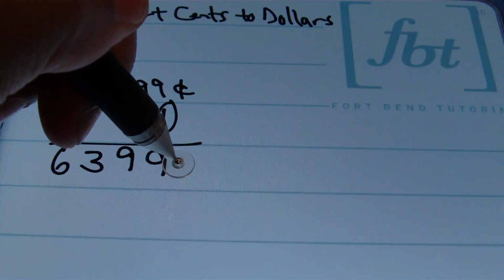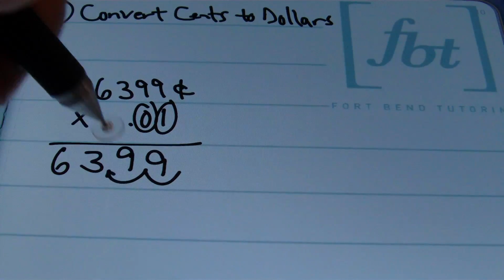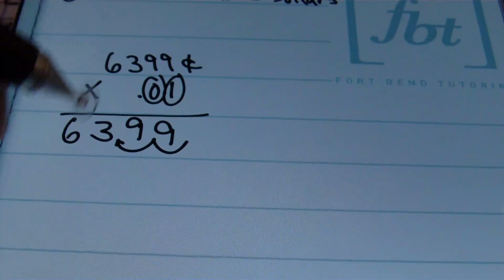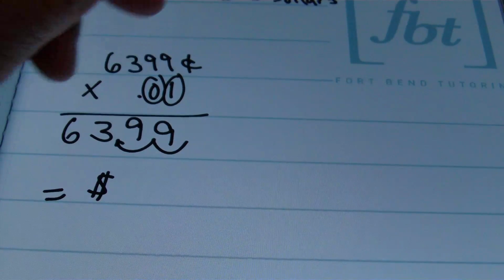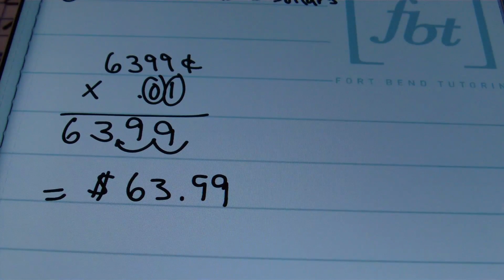So you start from the right, always start from the right. And we're going to move our decimal over 1, 2 places to the left, and you're going to end up with the following answer, ladies and gentlemen. That's right. You'll end up with $63.99.